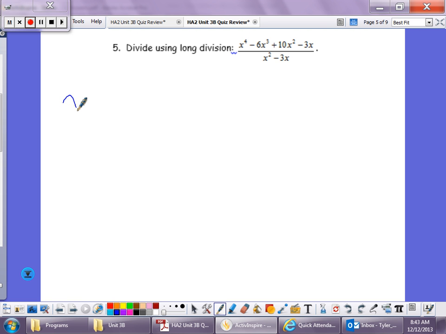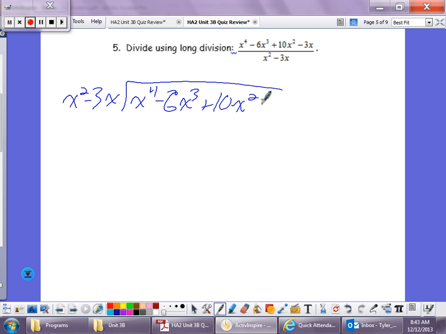So here I'm just going to do x squared minus 3x into x to the fourth minus 6x cubed plus 10x squared minus 3x. Alright? So I'm going to look at the first two terms here, and remember my goal is to try and get rid of this x to the fourth. So what can I multiply x squared by to get x to the fourth? X squared, right. So I'm going to multiply this entire thing by x squared, and I'd get x to the fourth minus 3x cubed. And remember, we subtract this, just like with long division.